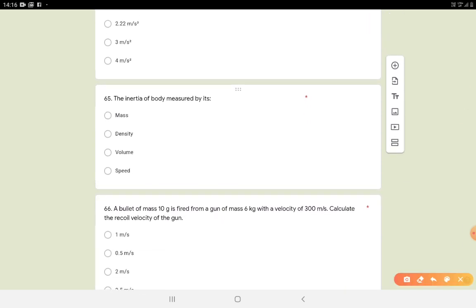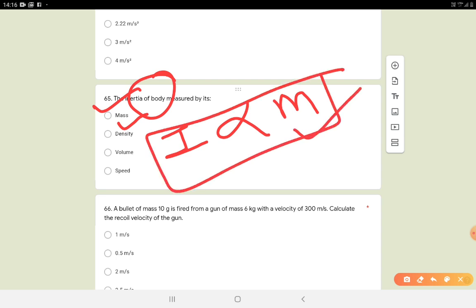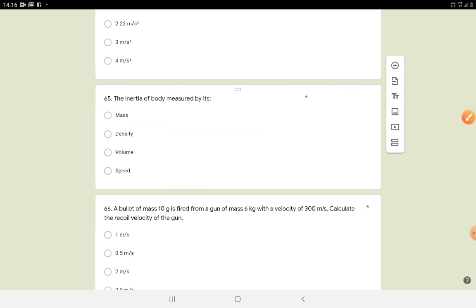Now question number 65, you can see here, the inertia of a body is measured by its... As we know, the inertia of a body totally depends on mass. Inertia is directly proportional to mass. It doesn't depend on other things. So the answer should be option A.